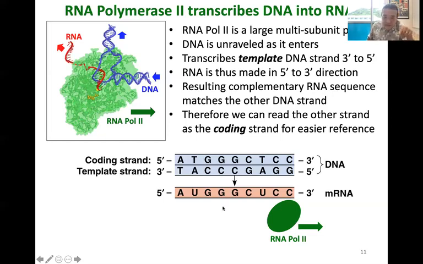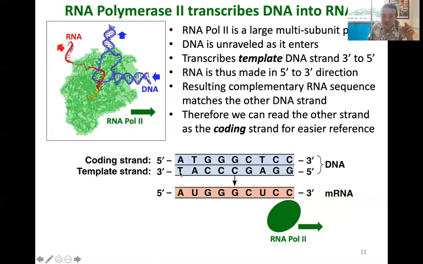And this illustration down here introduces a couple of key terms. Here's the double-stranded DNA. One strand is what we call the coding strand. The one that's complementary to it is the template strand. You can see here, the template strand is the one that the RNA polymerase II is actually reading. So in the cartoon up at the top here, that's this blue strand of DNA.